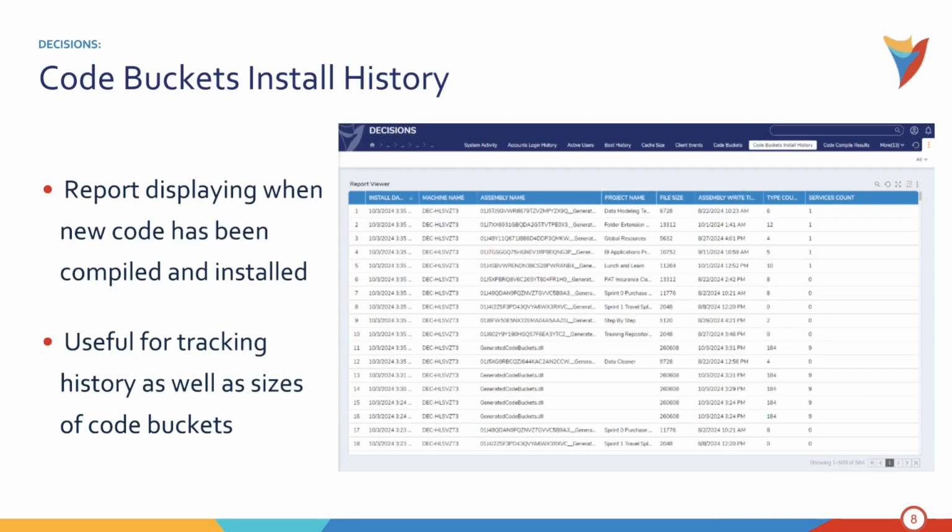The next important dashboard dealing with code is the code bucket install history. This is just simply a report that shows when new code was compiled and installed into the system. So this is just useful to track your history as well as a couple extra things like the sizes and other little small details about the code when it was installed and things like that.